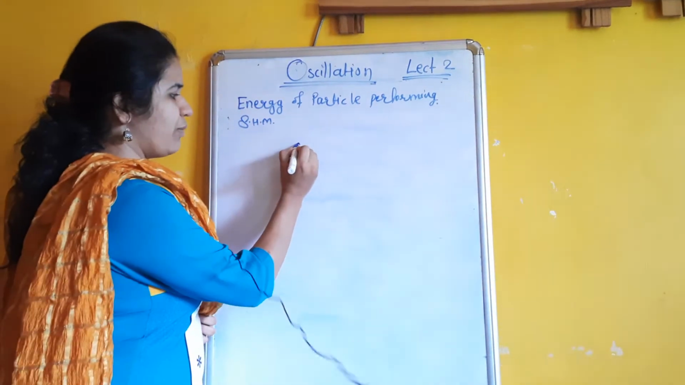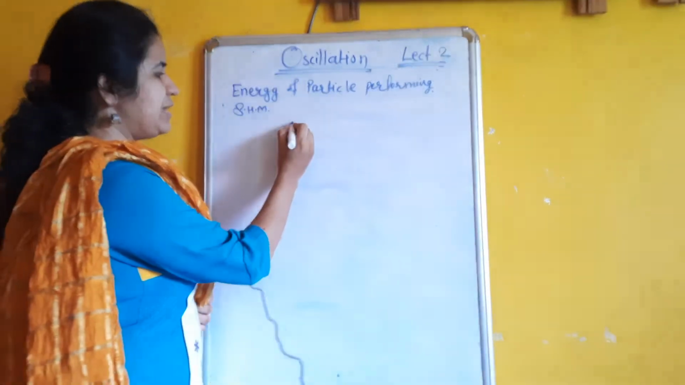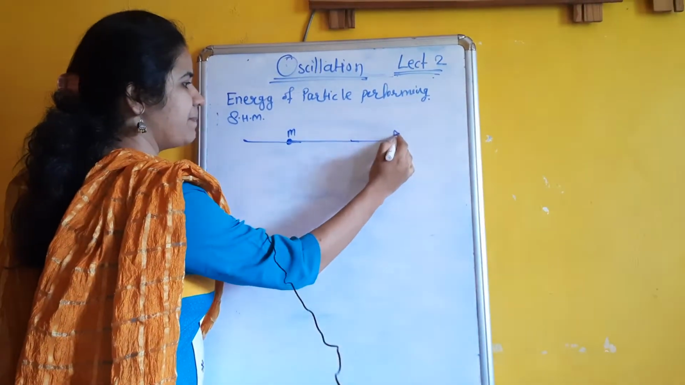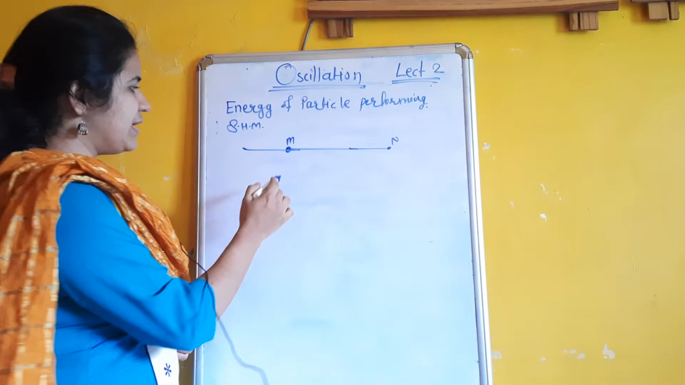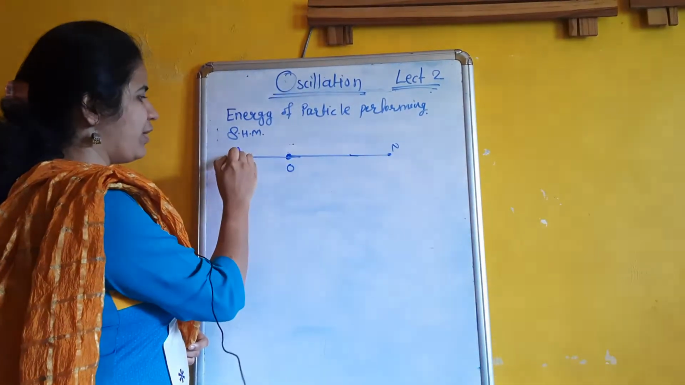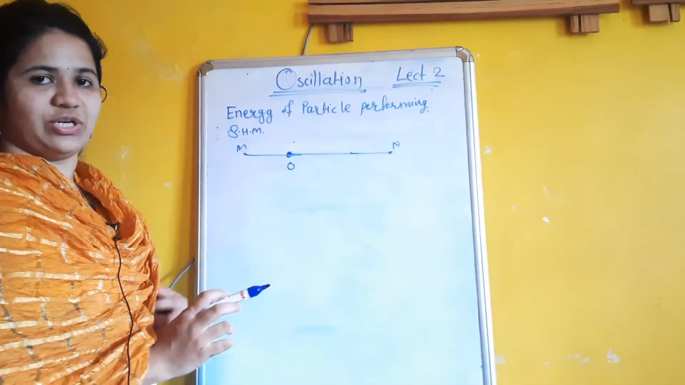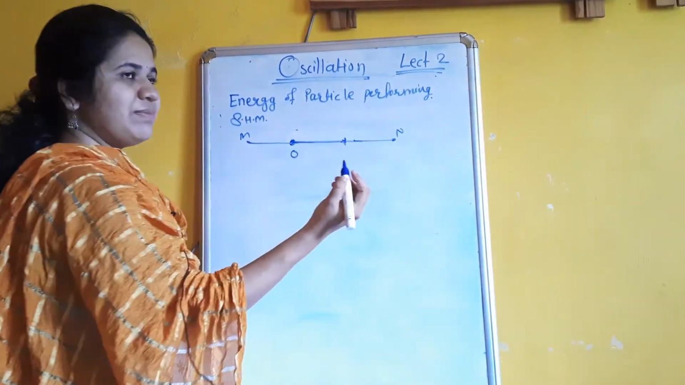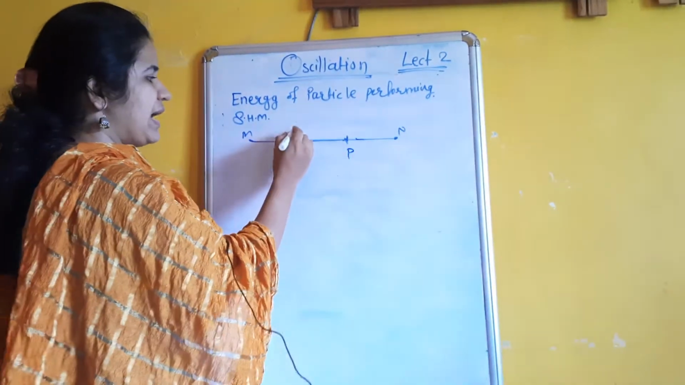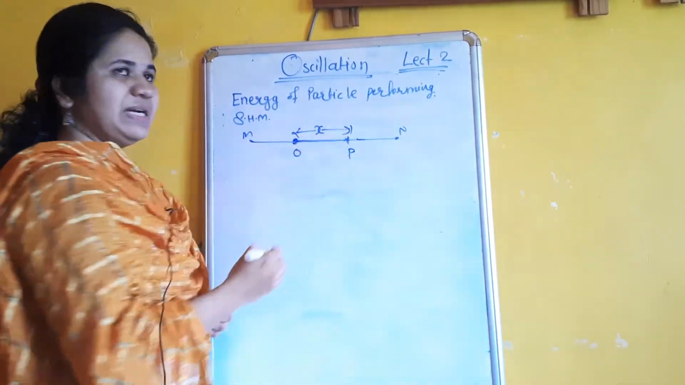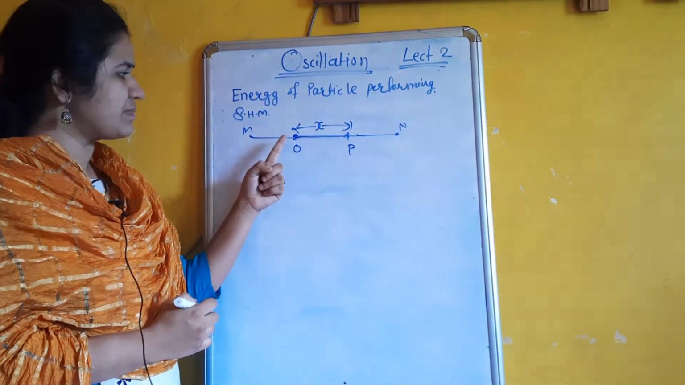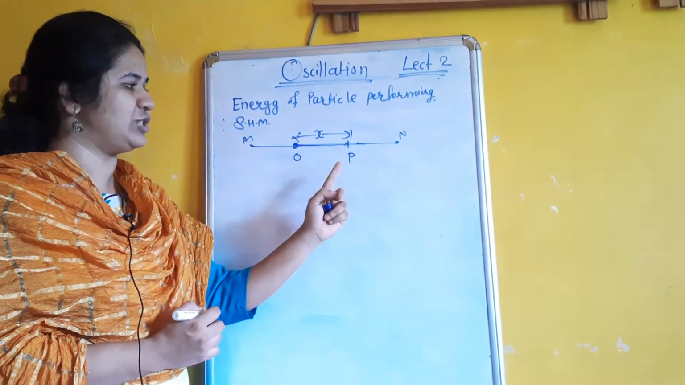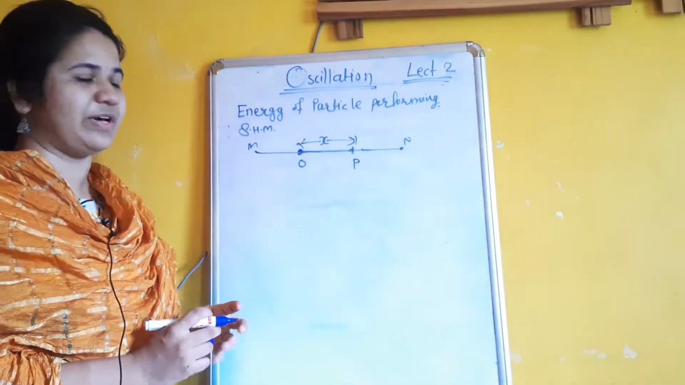Consider one body or point of mass m performing linear simple harmonic motion along the path MN. Here this body is at point O, and O is its mean position. After some time it reaches the point P, and the displacement is x. So what is the energy of this particle when it reaches the point P at time t?